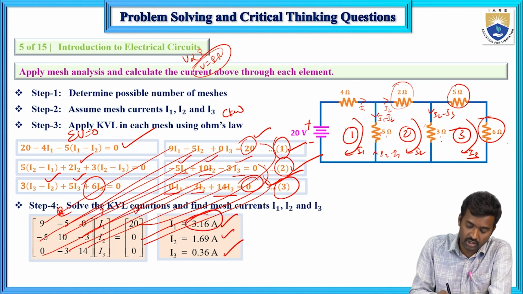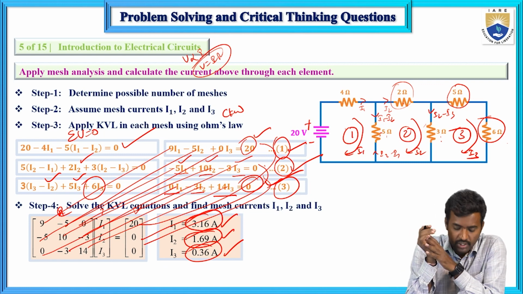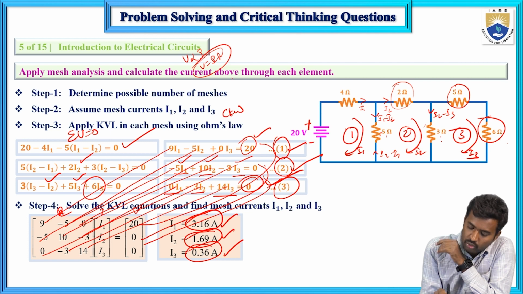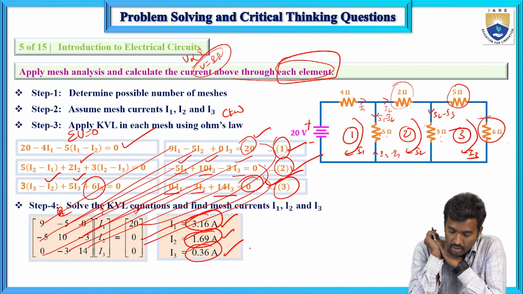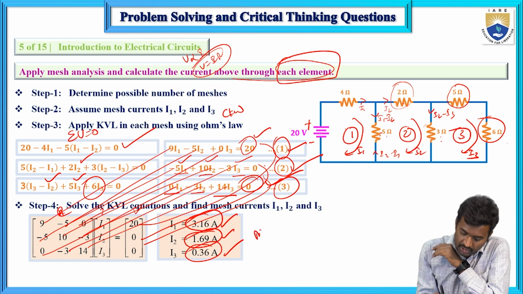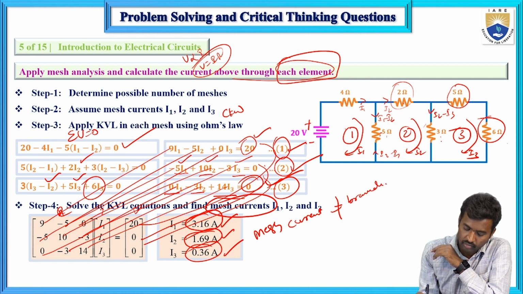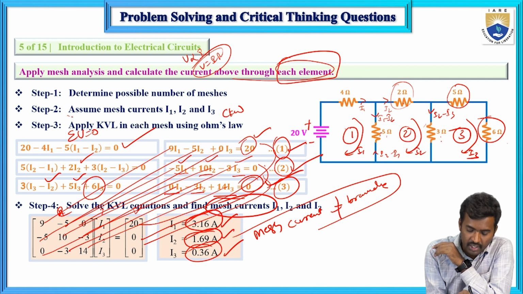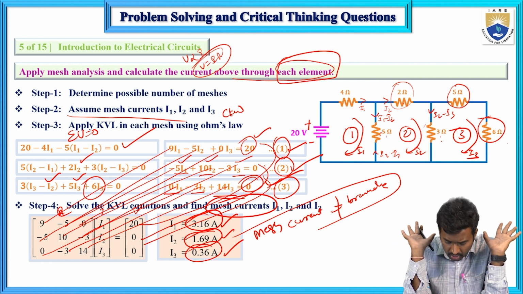I1 equals 3.16, I2 equals 1.69 and I3 equals 0.36. Now these are the mesh currents only. Here in the question, they ask for the current through each element. So this is important: these are not branch currents or resistor currents, they are only mesh currents. Mesh currents are not equal to branch currents. We assigned the currents I1, I2 and I3 to each mesh, so these are the mesh currents only, not branch currents.